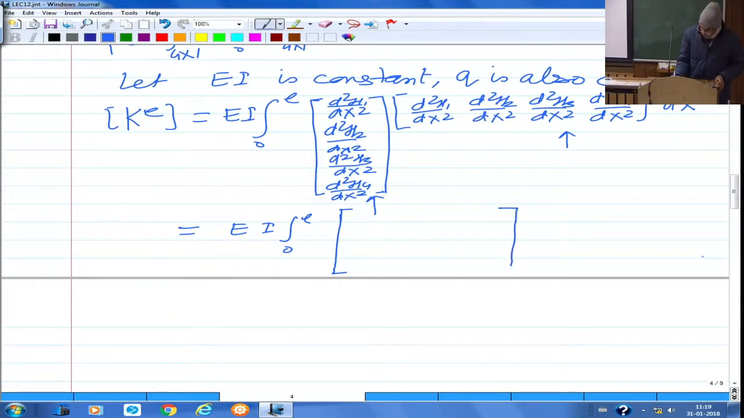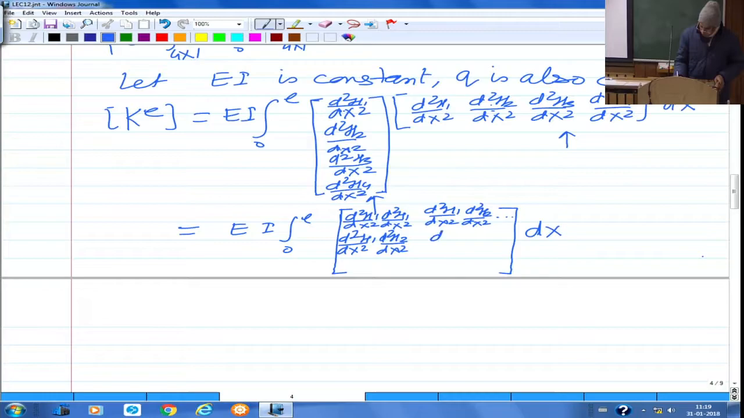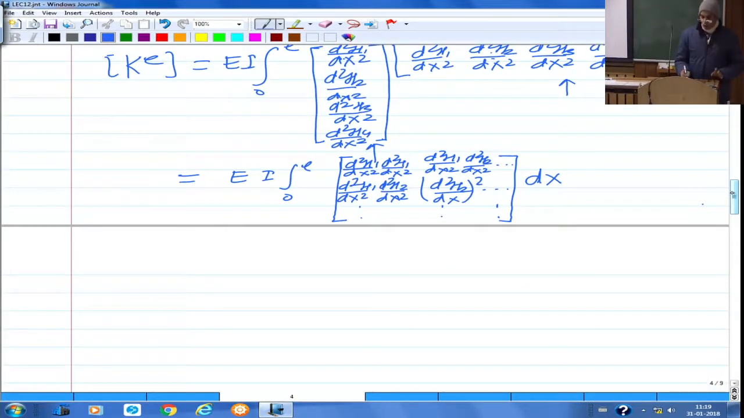I will not write all the terms. The first would become d2h1 by dx square into d2h1 by dx square, which is the first row and first column of this matrix. Then the first into the second gives you d2h1 by dx square, d2h2 by dx square and so on. The second row would be multiplication with this, which is d2h2 by dx square into d2h1 by dx square, and then d2h2 by dx whole square, and so forth. This is after multiplication. Now you have to integrate all of these.